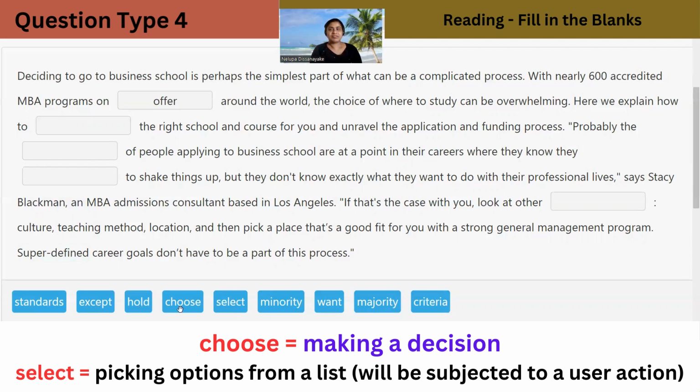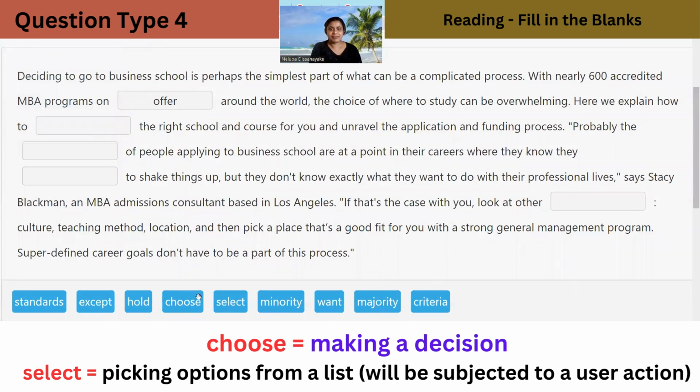How to choose the right school. How to select the right school. The words minority, want, majority, criteria, these words don't match. We have to select the best match. Here we have to select the best answer.